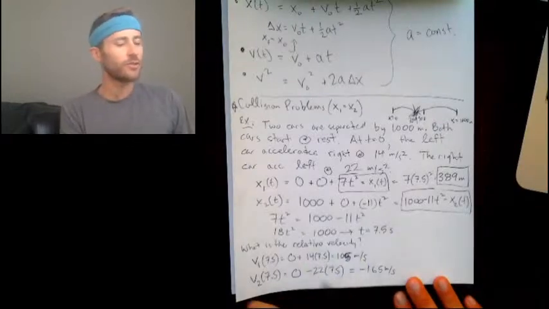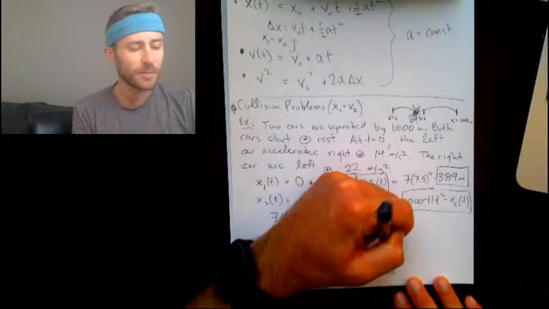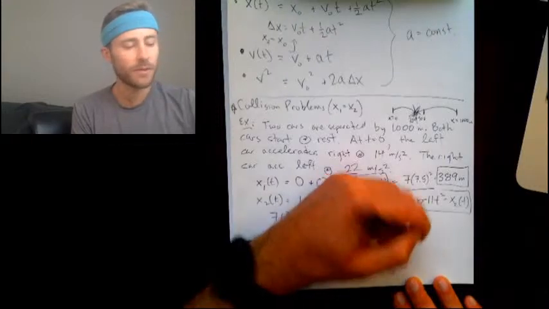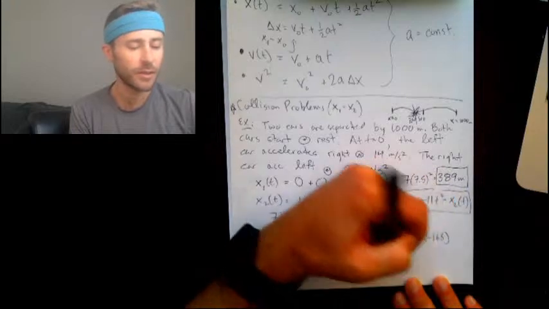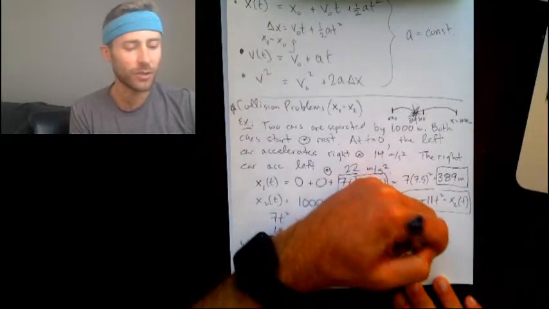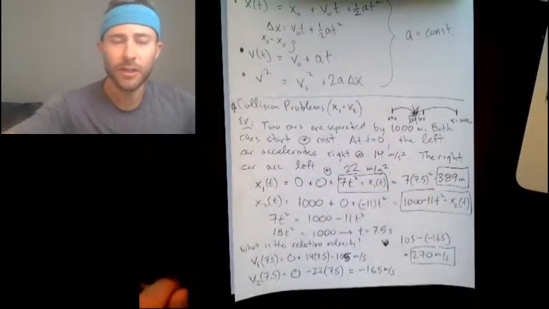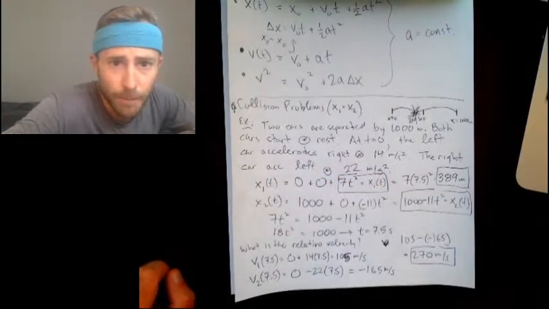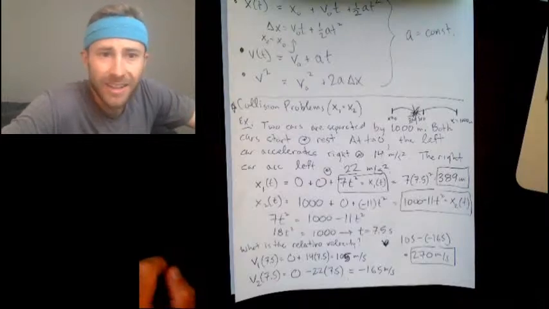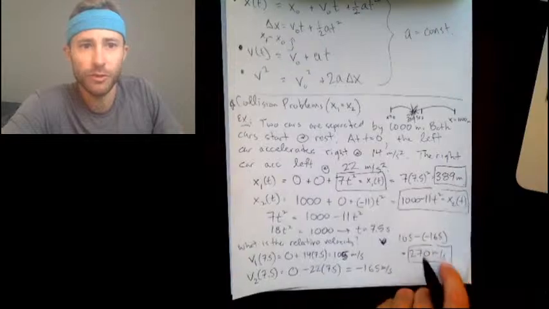So now what I do is I subtract these two numbers to get the relative velocity. 105 minus 165. And that gives me a relative velocity of 270 meters per second upon the collision. That's not terribly realistic. That's almost the speed of sound. Okay? So this is called a collision problem. And they're useful.